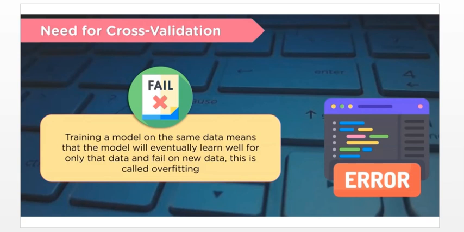Another use is to evaluate the model stability. In this case, cross-validation measures the model's performance across multiple data splits and provides insights into its consistency and reliability. A stable model performs similarly across all folds, indicating robustness.